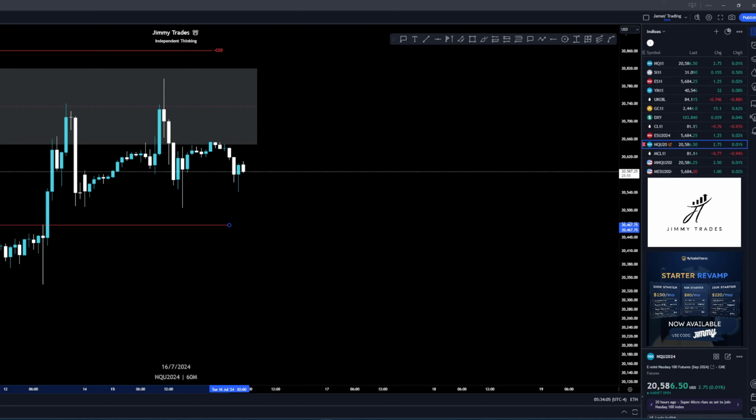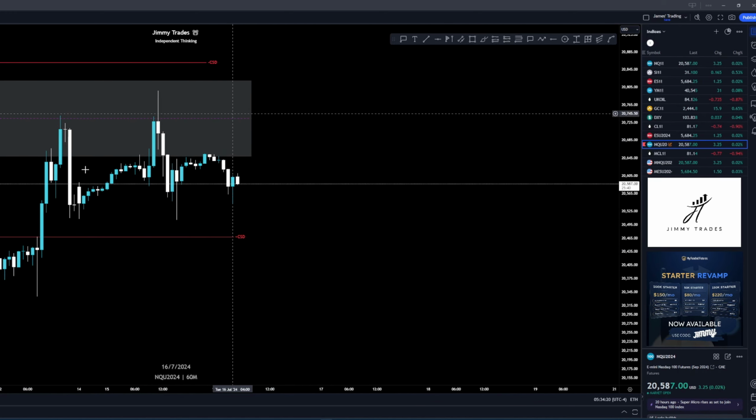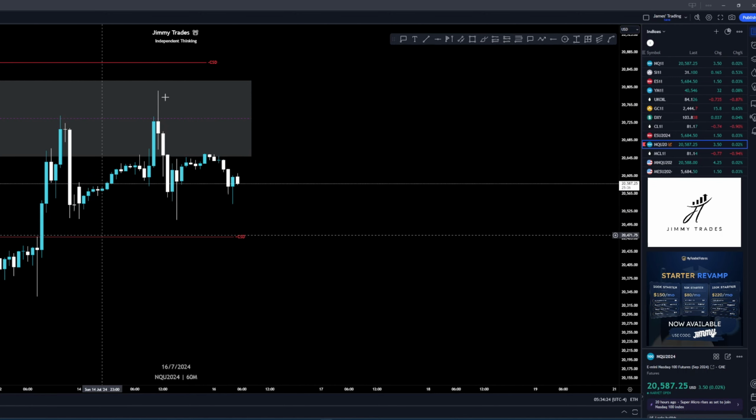So it would be interesting to see how price reacts once or if it reaches this level. So I'll be keeping an eye on that. At the moment, we are caught between bullish and bearish change in the state of delivery.